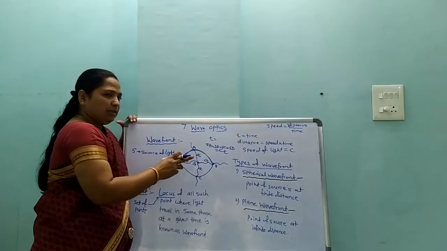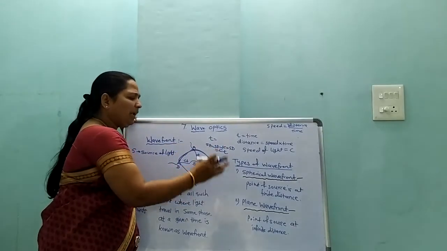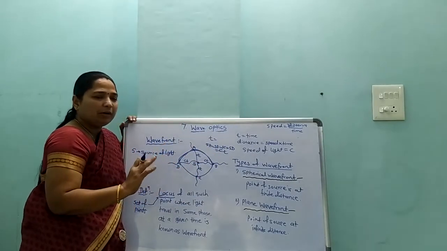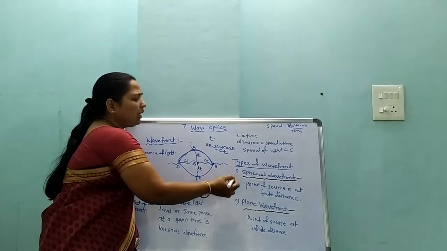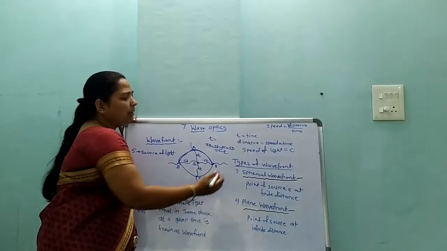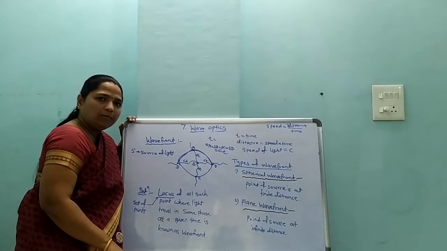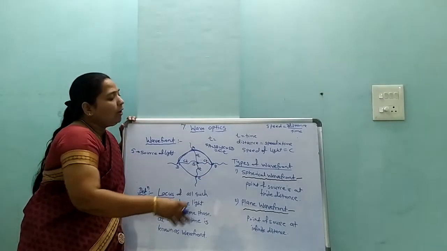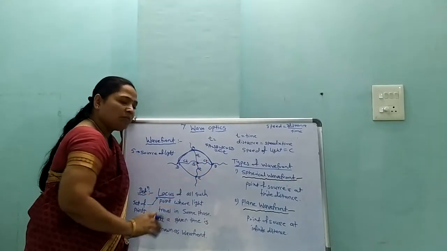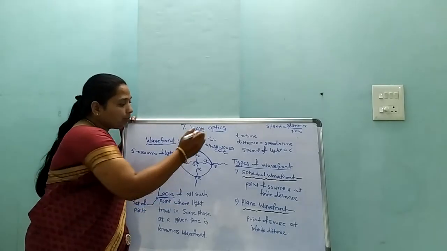Wavefronts are mainly of three types: cylindrical wavefront, spherical wavefront and plane wavefront. But in our syllabus only two types are given: spherical wavefront and plane wavefront. We study only spherical and plane wavefronts. What is the difference between them?